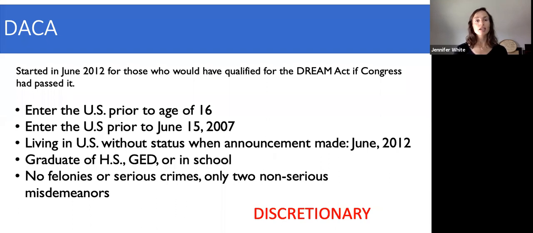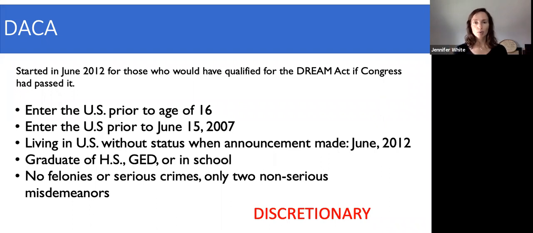You have to be living in the US without status when the announcement was made in June 2012. You have to be a graduate of high school, GED, or enrolled in school. And there's some criminal bars. So if you have an aggravated felony, for example, or if you've committed several serious crimes, like more than 2, you're not going to be eligible for DACA. And DACA is discretionary, which means that it can be denied even if you meet the criteria listed here.